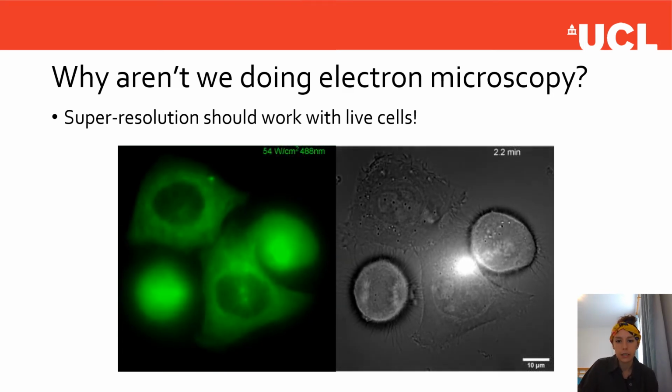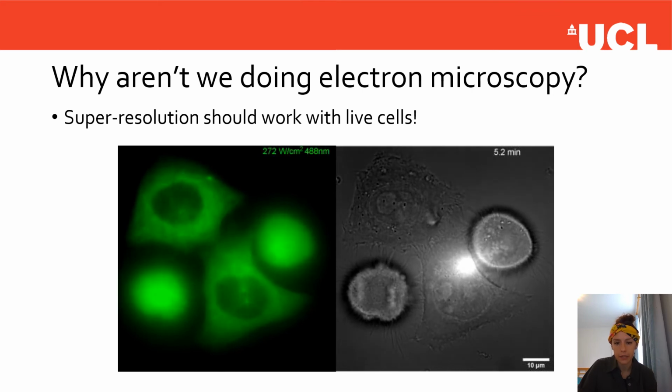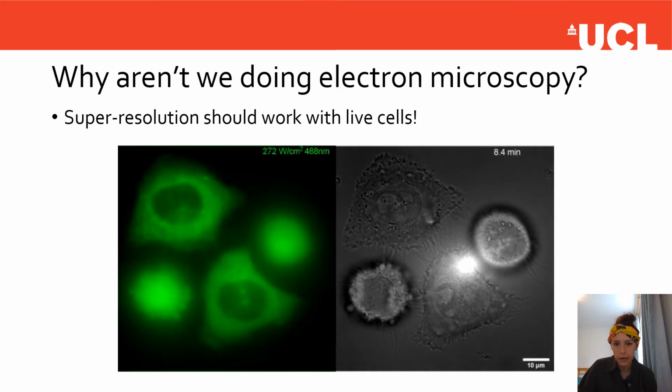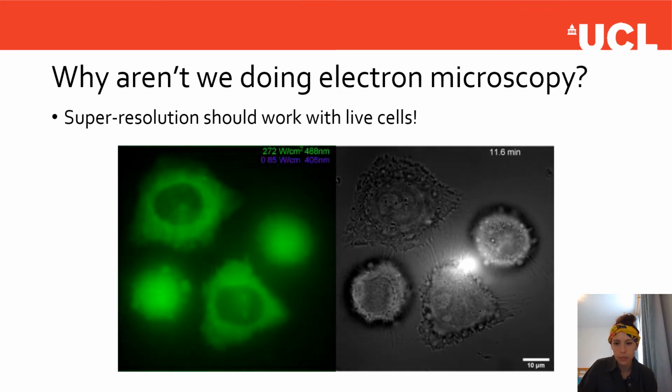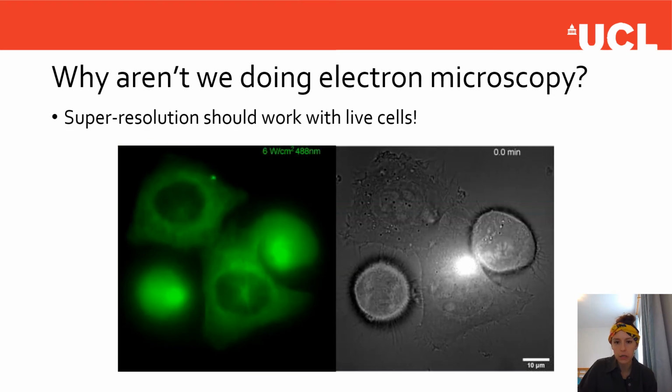So as we increase the intensity, bad things start happening quite soon. You can see really bad blebbing on these mitotic cells. You can see shrinkage of these interphase cells. And as we increase that intensity, things get very, very bad for our live cells. And the intensity where bad things start happening to our cells is lower than you might think.